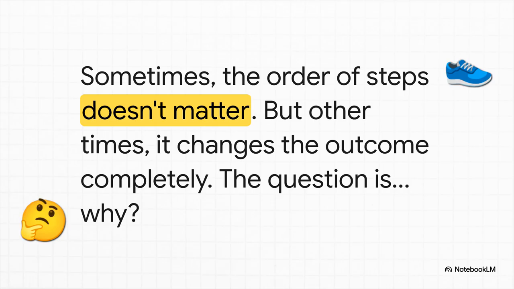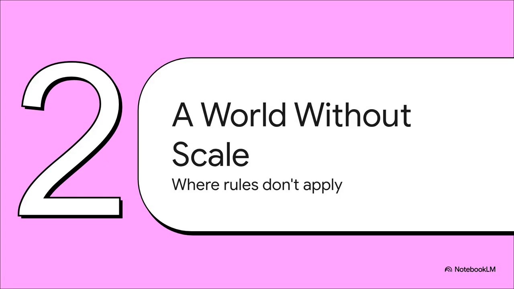So the big question the research we're looking at today asks is, why? What is the fundamental difference? Why does order sometimes change everything? To figure out why order matters so much in some cases, the source material takes us somewhere weird. It's a kind of mathematical world where our normal everyday ideas about size and scale don't apply.